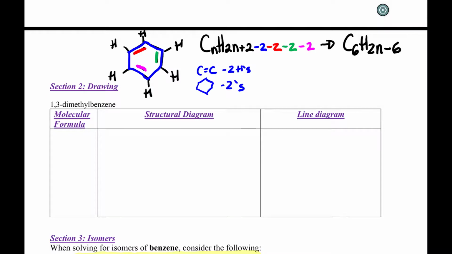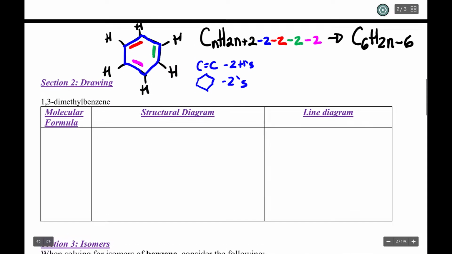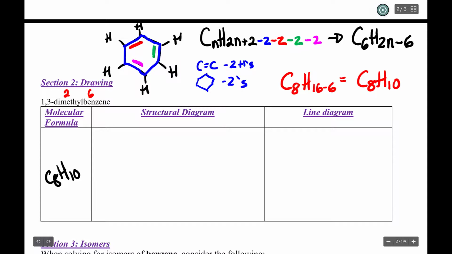So if I was to do what is the molecular formula for this compound, I would simply go, okay, dimethyl, well that's 2, plus the 6 carbons in benzene. And so I would go C8, H, 2 times 8 is 16, minus 6 is going to give me a formula of C8H10. We're going to double check this when we do our full diagram. So C8H10. I'm going to start with a structural diagram which shows every atom in the compound, and it shows all of the bonds.